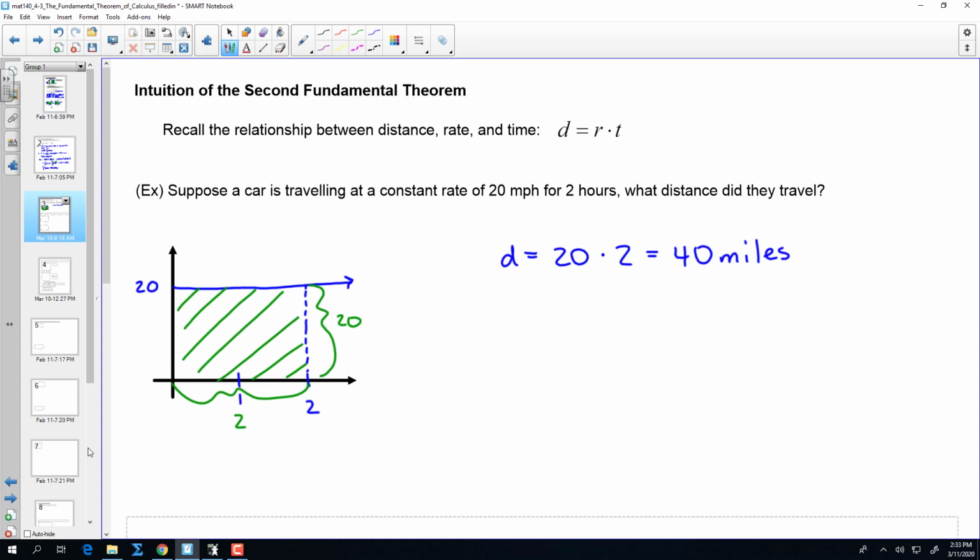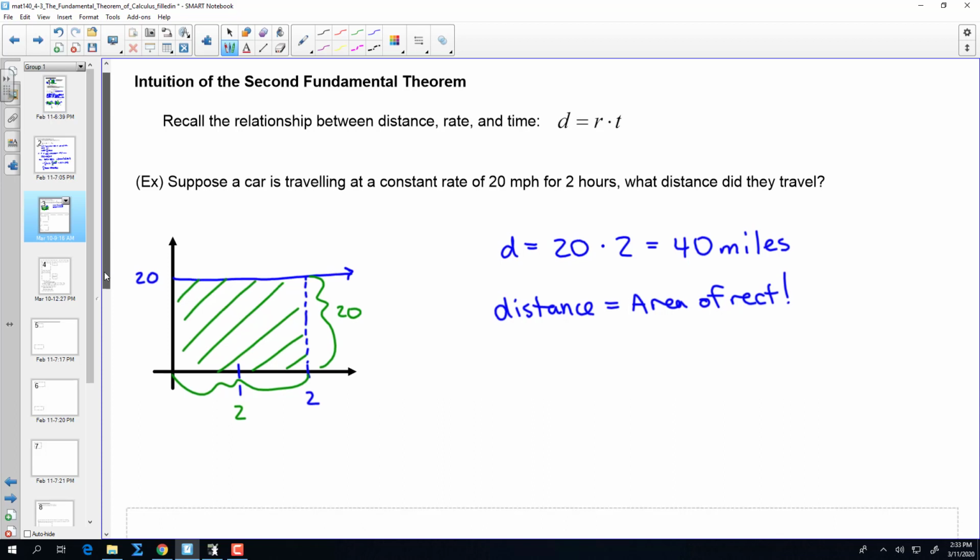But when I multiplied those two numbers together, I measured the area of this rectangle. So somehow, the distance is the area of a rectangle. Okay? And you can see it right here. That's exactly what's going on. And I want you to keep that in mind, because we're going to go to another example where things are just slightly more complex.